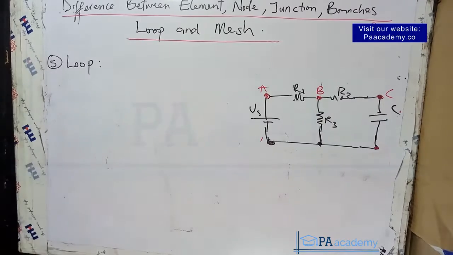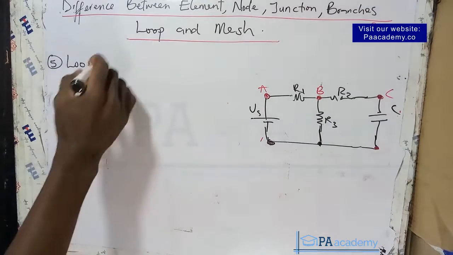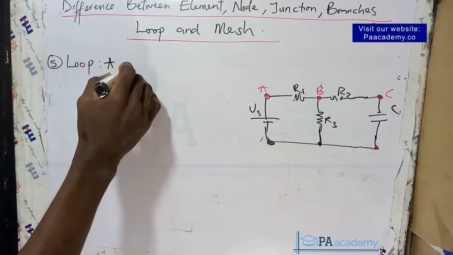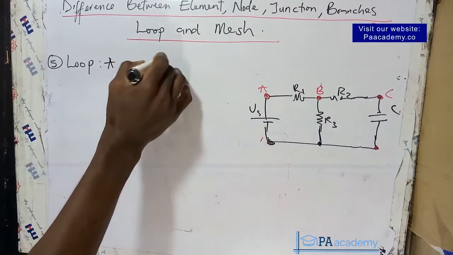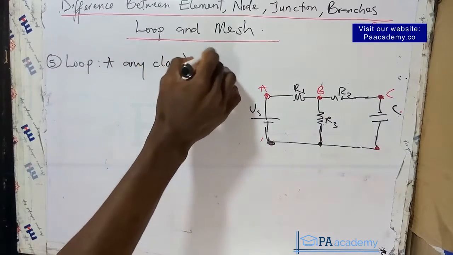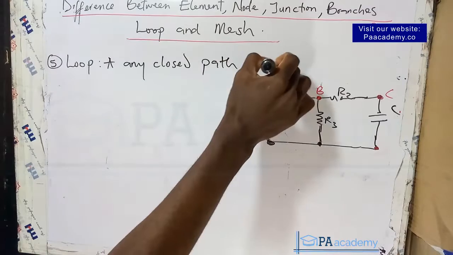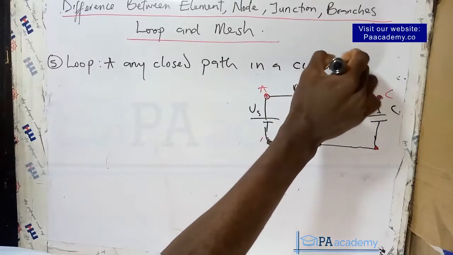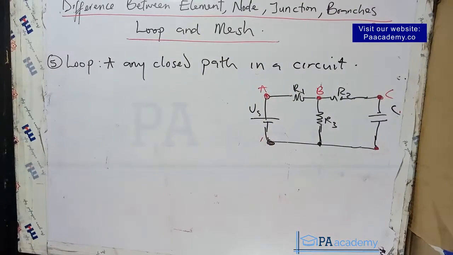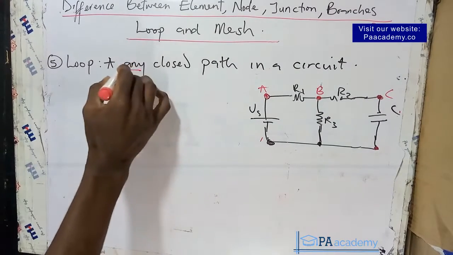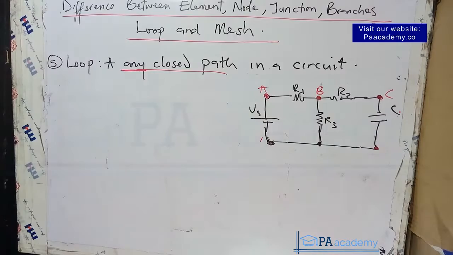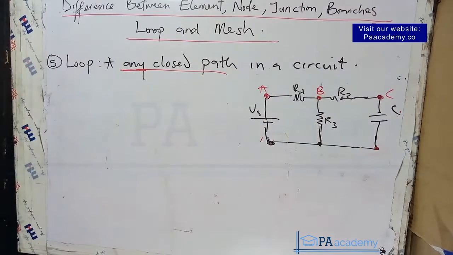So now let's look at a loop. When we talk about a loop, it says what? A loop is defined as any closed path in a circuit. Any closed path. Look at this. Any closed path in a circuit. Now I'll still be using this circuit to explain the concept of loop and mesh.